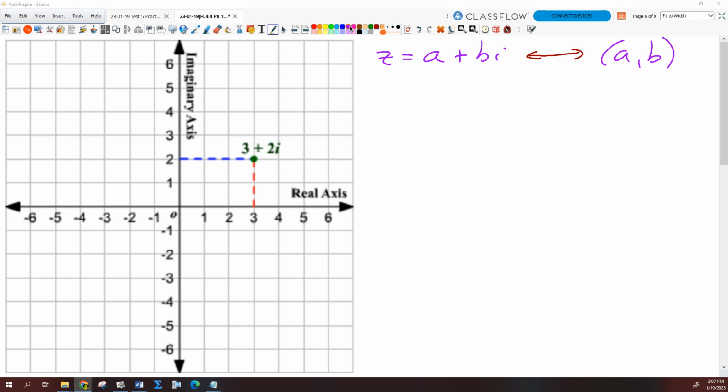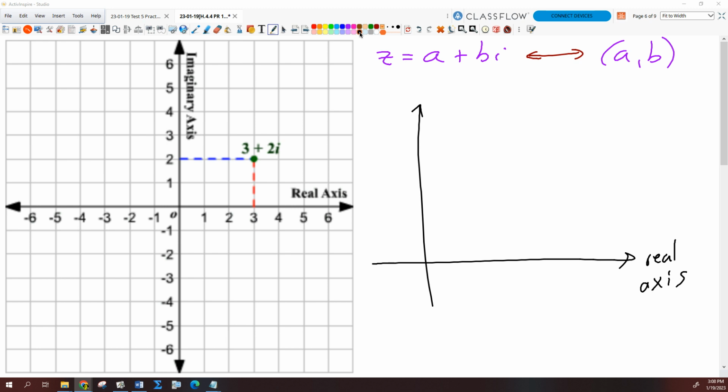The other thing that's really cool about this, I'll show you a quick picture. If this is the real axis and this is the imaginary axis, and we've got the point out here with coordinates (a, b), that corresponds to the complex number a plus b times i. Good?